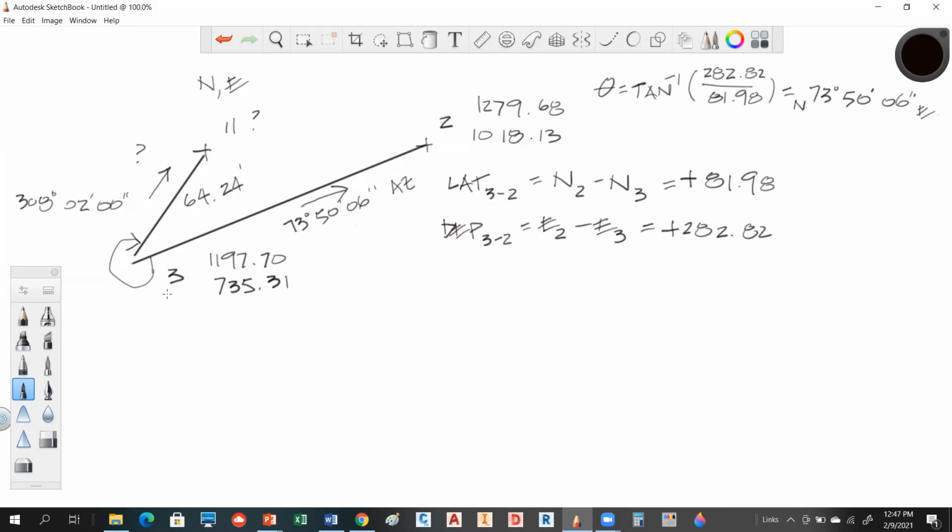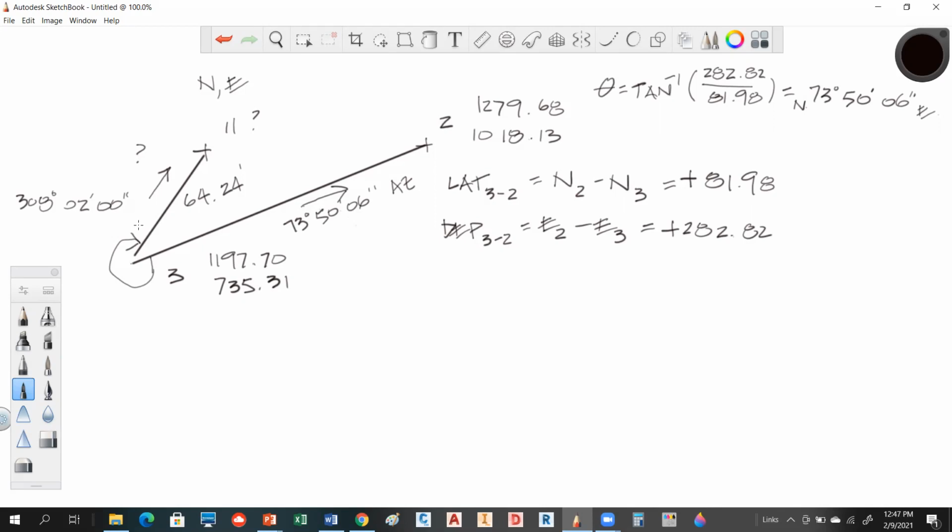Should we be taking 308.02 and subtracting the 7350.06? I disagree. Think about north is up, right? If they're coming through here, remember what we said: if you have an angle turning clockwise and your azimuth is turning clockwise, what do you do to those two? Add them. You add them, not subtract.